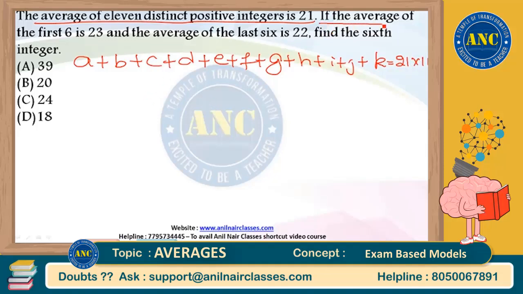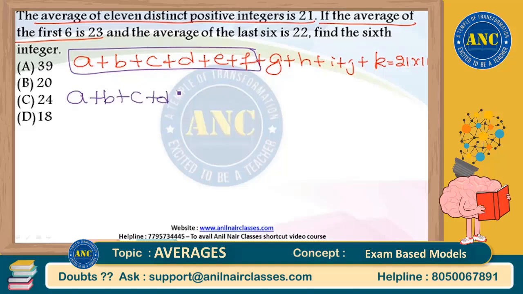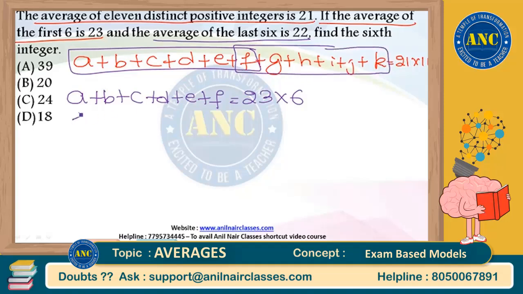Similarly, if the average of the first 6 positive integers is 23, it is A, B, C, D, E, F. Average is 23 means all the 6 are 23. That means it is 23 into 6. And the average of the last 6 is 22. Last 6 means F to K. So it is F plus G plus H plus I plus J plus K. All the 6 are 22. It is 22 into 6.